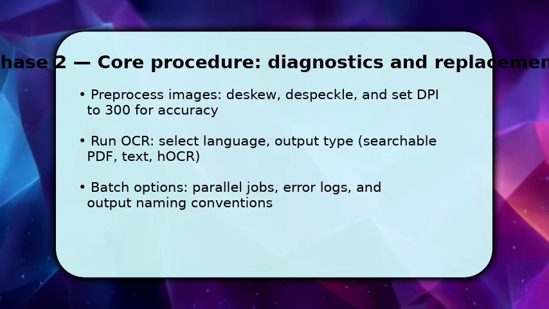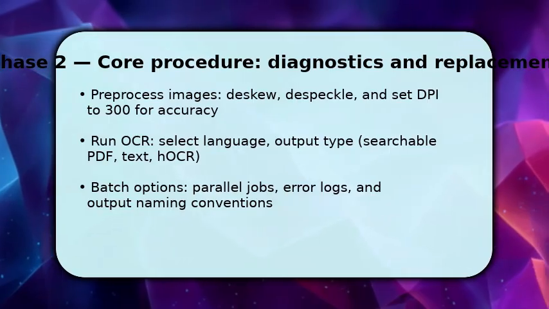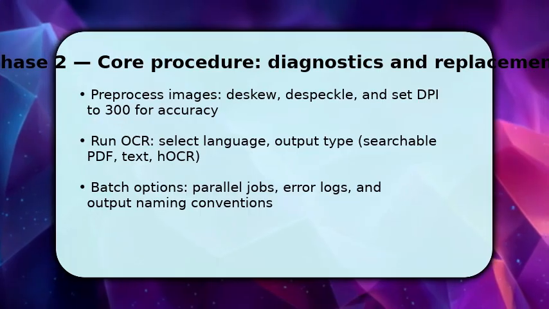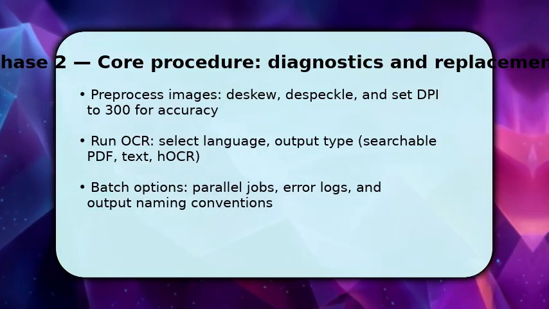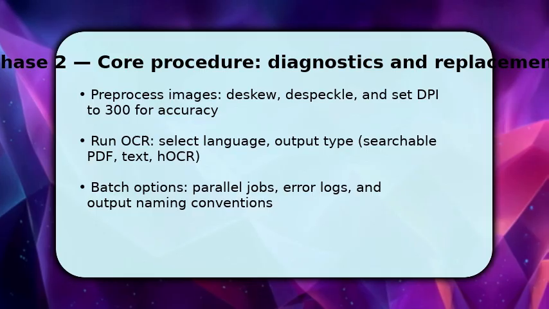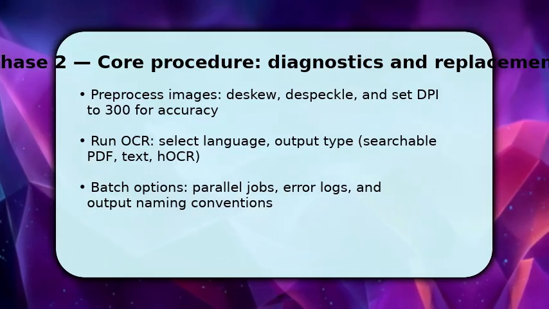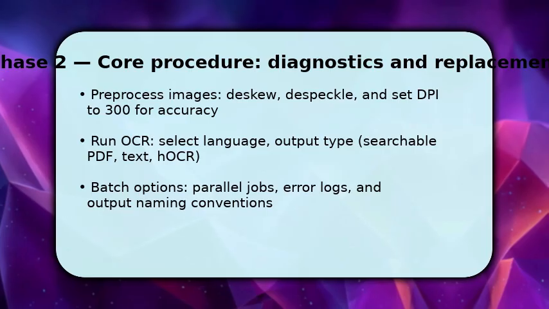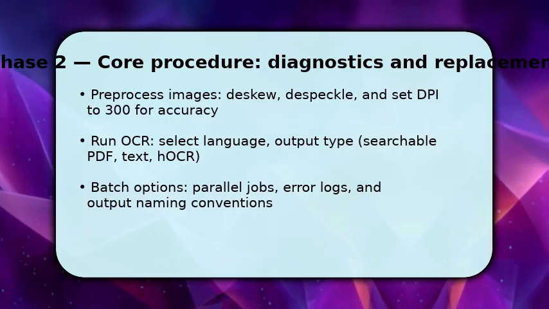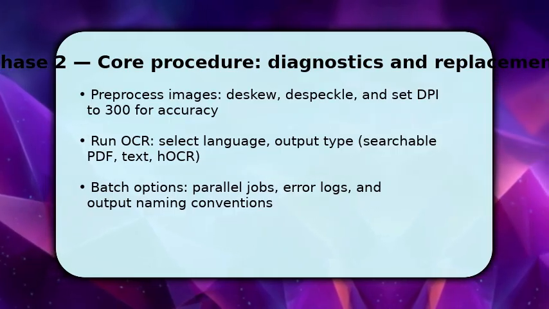You now run the core OCR steps, beginning with preprocessing: correct rotation, remove noise, and set 300 dpi for most scan documents to improve recognition. Next, choose the language and output format. Searchable PDF preserves layout while text output extracts content. Start with a single file to confirm settings, then use batch mode or parallel jobs to scale.